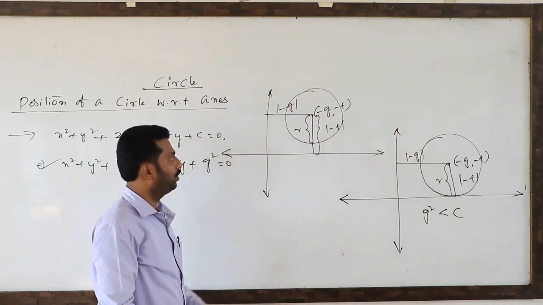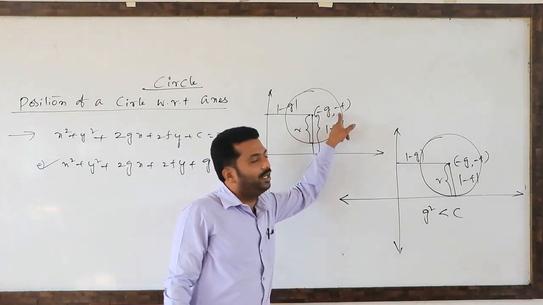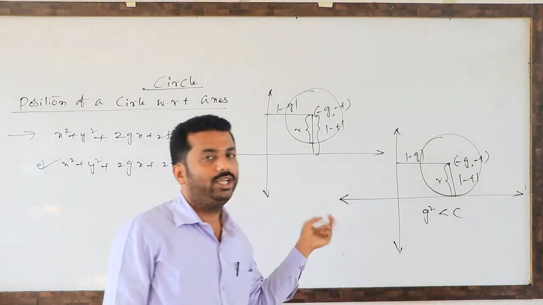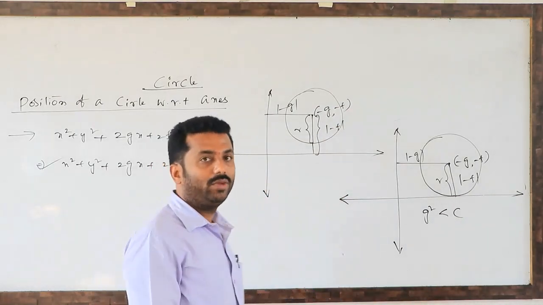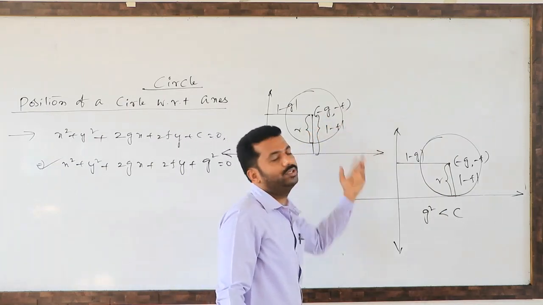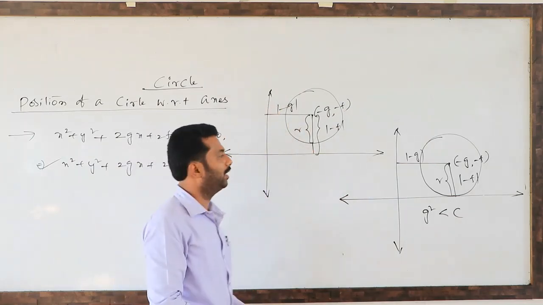You may get a doubt, sir, this is the first quadrant and you are writing negative coordinates. I am writing negative only, but the g, f values may be negative, and negative of negative means plus. You don't bother about that one. Just the concept you have to understand.